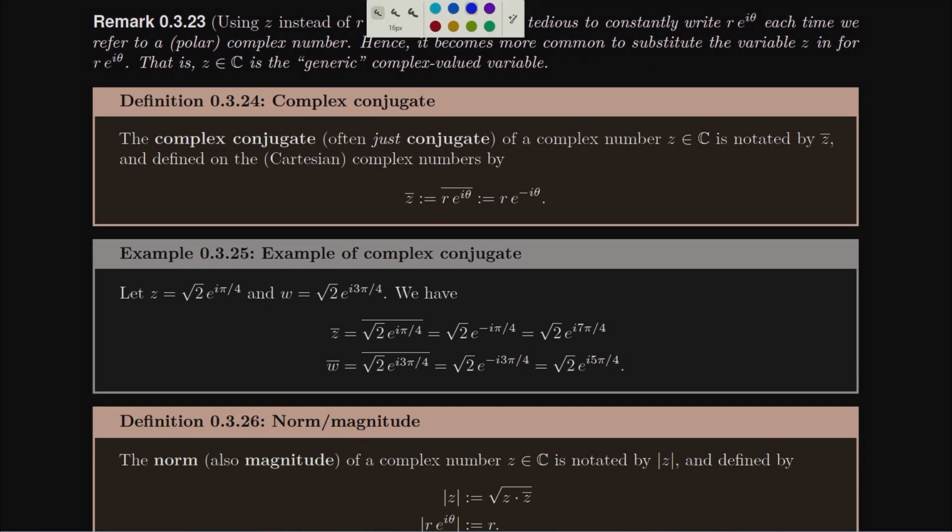So just as before, we do often use z as kind of the generic complex variable instead of r e to the i theta. So you're going to see that thrown around a lot.